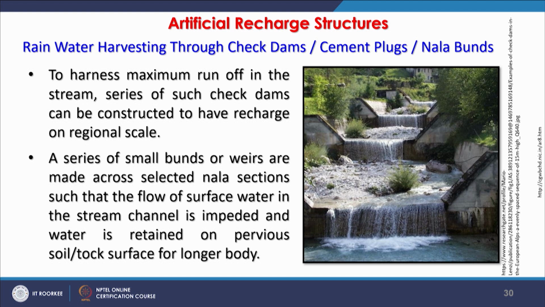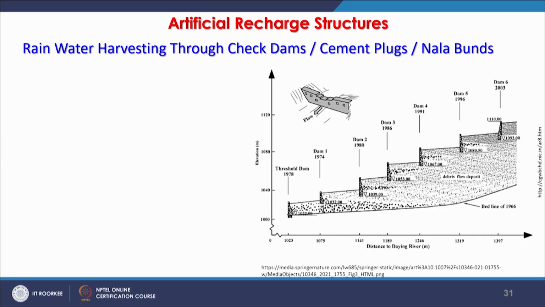So, a series of small bunds or weirs are made across selected nala sections, as you are seeing in the right figure, so that the water which flows on the surface is impeded in the stream channel. That will delay the flow, the water is retained for some time, and the runoff velocity is slow, and therefore ultimately it will recharge our groundwater regime. If they are located in highly permeable rocks, then it is again wonderful.